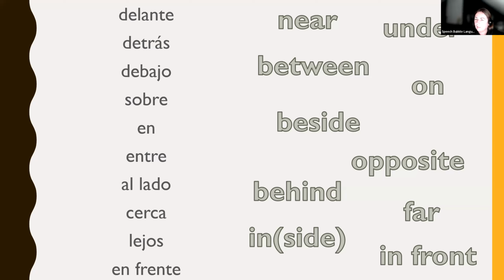So let's see, what else have we got? There's something that we've not had yet. What about lejos? We've not used far or between. I'm writing down beside me each of the words and what they are so that I can see which ones we haven't done yet. So lejos. Take a guess. Far. Lejos is far. And that leaves us between, which is entre.